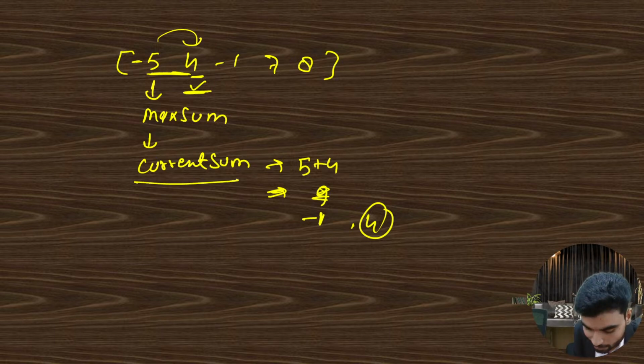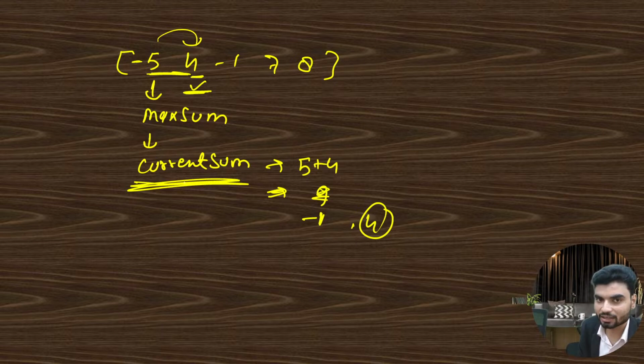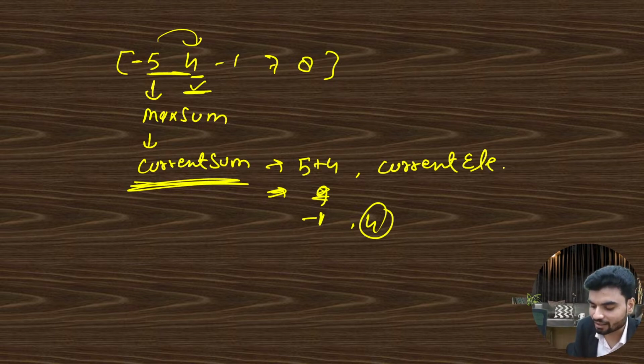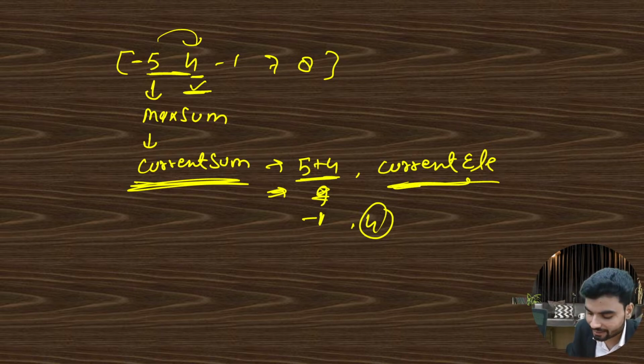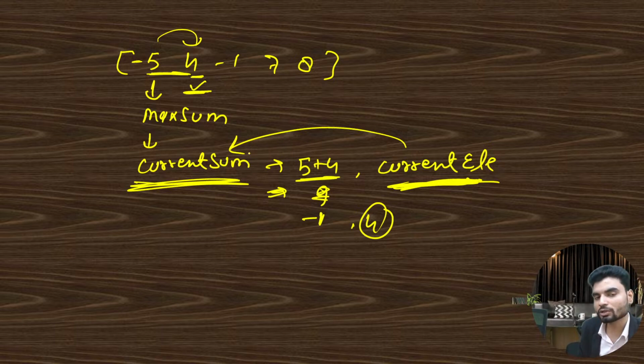So whenever you calculate the current sum, you will calculate it by adding the next element, but you will also compare that current sum with the current element. Whichever is greater, the sum with the next element or the current element itself, you will assign to the current sum. And at the end we will compare this current sum to the maximum sum.